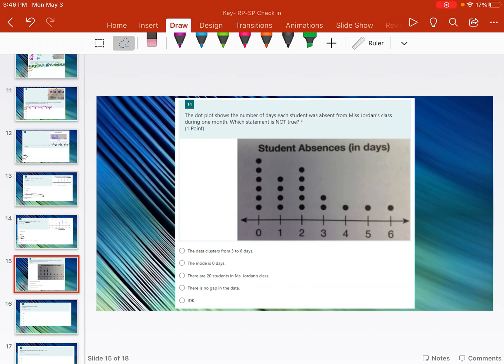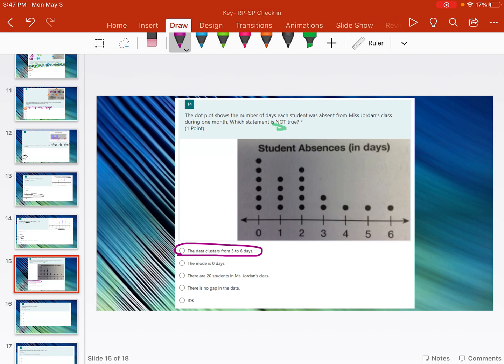Okay. And finally, question 14, the dot plot shows the number of days each student was absent from Miss Jordan's class during 1 month. Which statement is not true? Okay, so the data clusters from 3 to 6 days. So a cluster is where a whole lot of data is broken off from another piece of data. So that doesn't seem right. I don't think that this is a cluster. So I'm thinking that's my answer, but let's go ahead and check the other things.